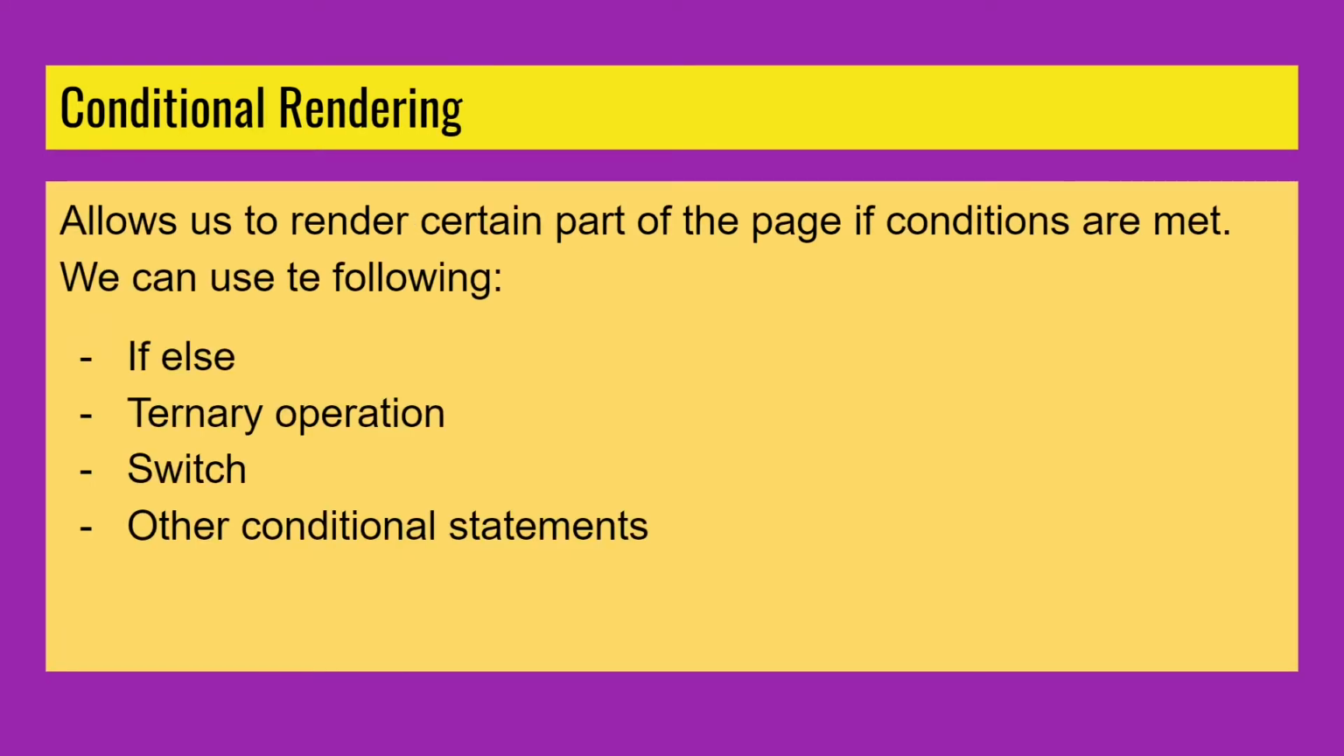Conditional rendering allows us to render certain parts of the page if conditions are met. We can use the following: if else, ternary operation, switch statement, or other conditional statements. As long as the value is true, then the particular section of the code will be implemented. You'll see it in the demo after this one.